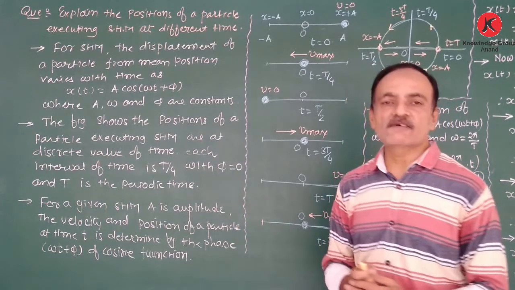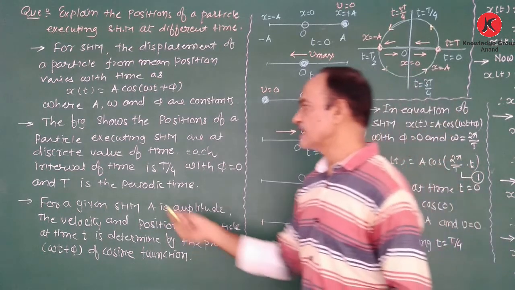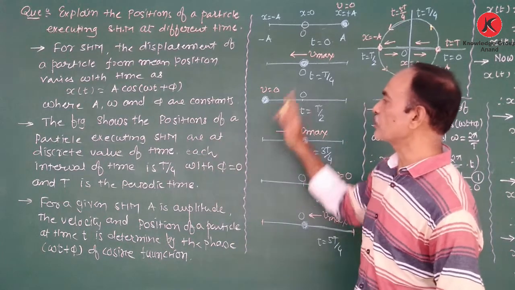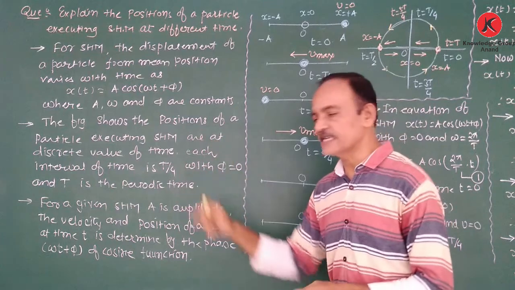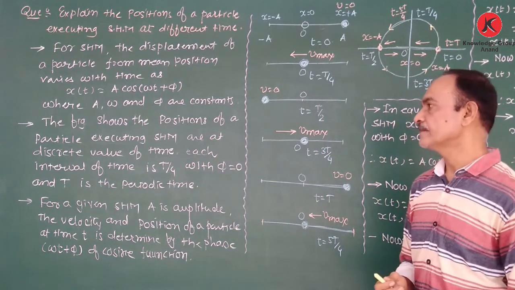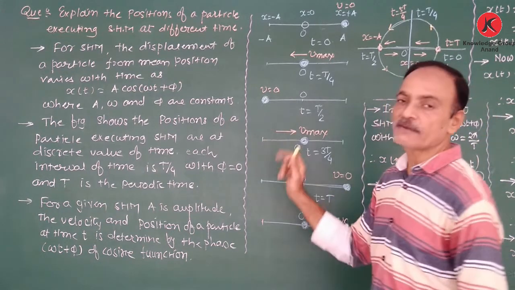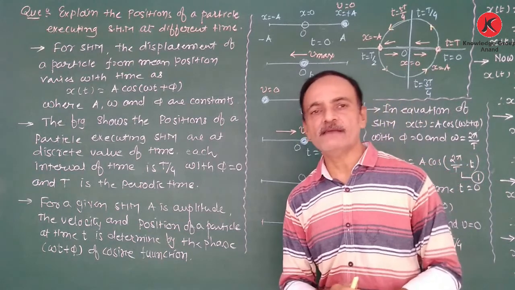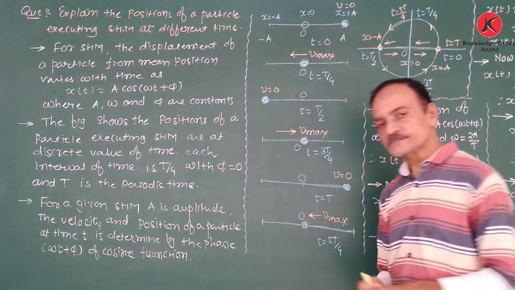With phi equal to 0, the initial phase is 0, and T is the periodic time. Again, the figure shows the position of a particle performing simple harmonic oscillation at discrete intervals of time. Each interval of time is T by 4, with phi equal to 0 and periodic time T. Omega is the angular frequency of oscillation.